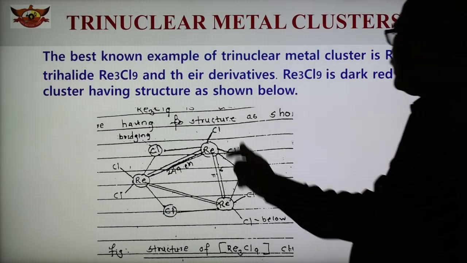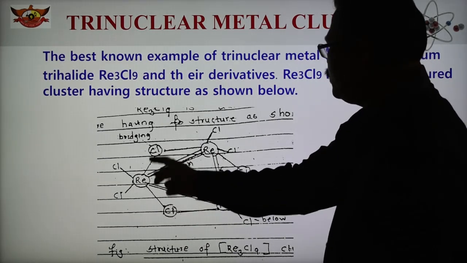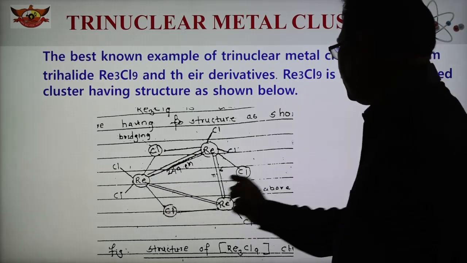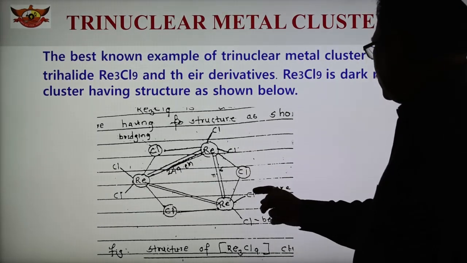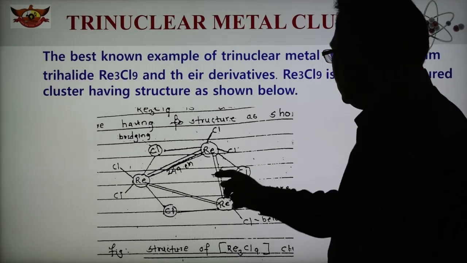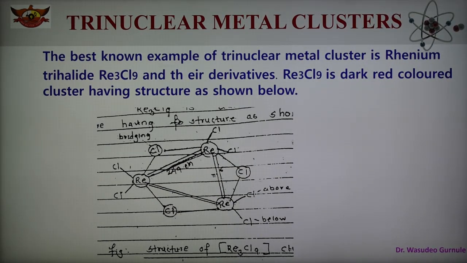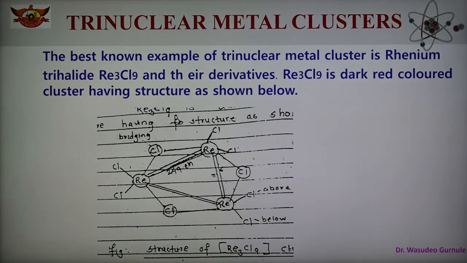Three rhenium atoms have a triangular shape, and each rhenium has two terminal Cl. These are the bridging Cl between two rhenium atoms: this is one bridge, another bridging Cl between these two rhenium, and another Cl bridging the two rhenium. Each rhenium has two terminal Cl, one above and one below the plane. The bond length is also shown here. Here is a double bond, one sigma and one pi, between the rhenium. So in total there are 3 bridging Cl and 6 terminal Cl, so 6 and 3, 9. This is the structure of the Re3Cl9 metal cluster, in which the metal-metal bond is present.